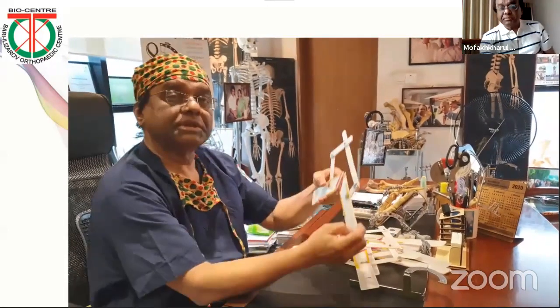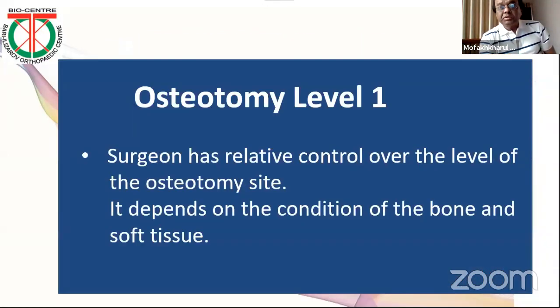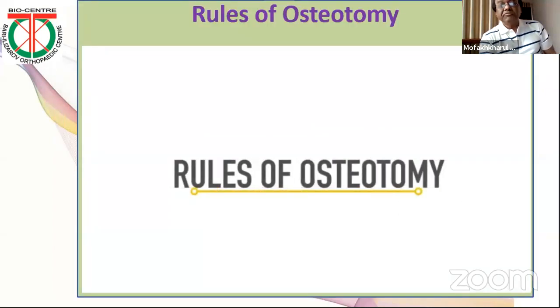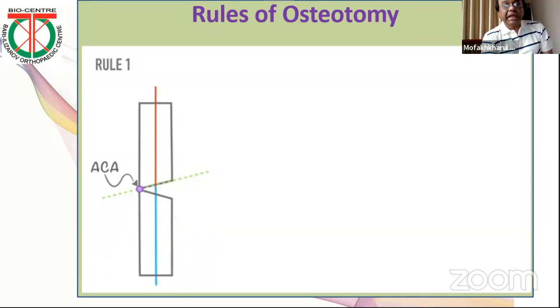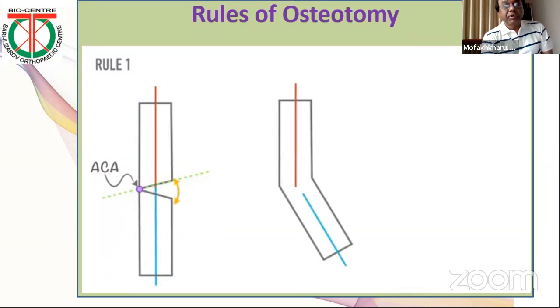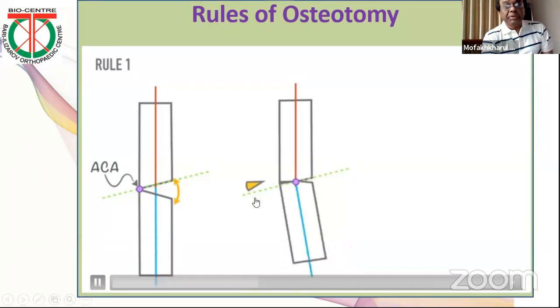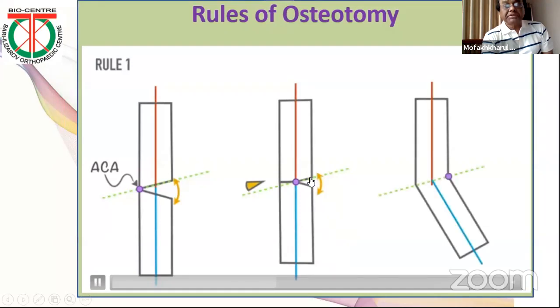This is the placement of the hinges. Now, osteotomy level, surgeon has relative control over the osteotomy site. It depends on the condition of the bone and the soft tissues. Now, dear friends, see the rules of the osteotomy. Rule number one, if you go for this, see this one. Here is the axis, then you are getting this, and you are getting this. See this one. This is the osteotomy rule number one.